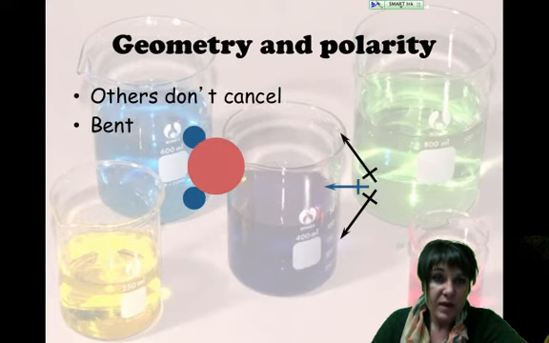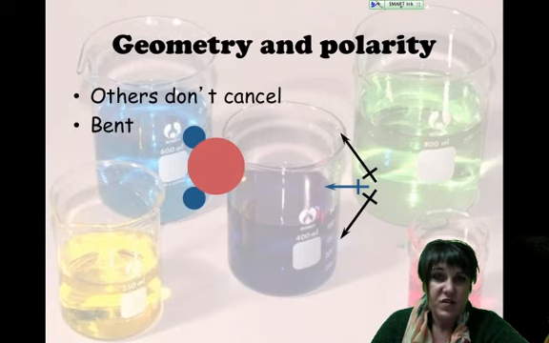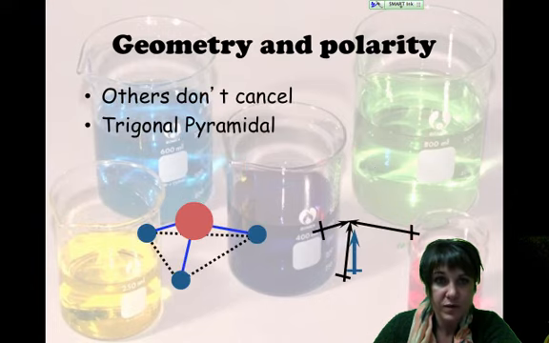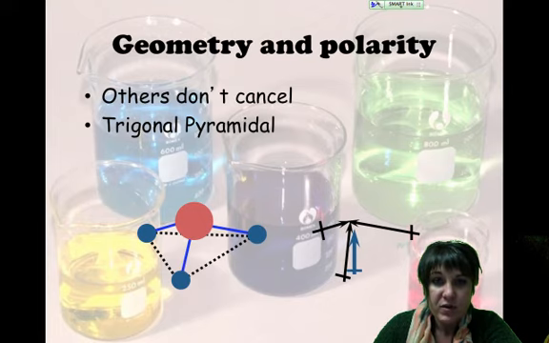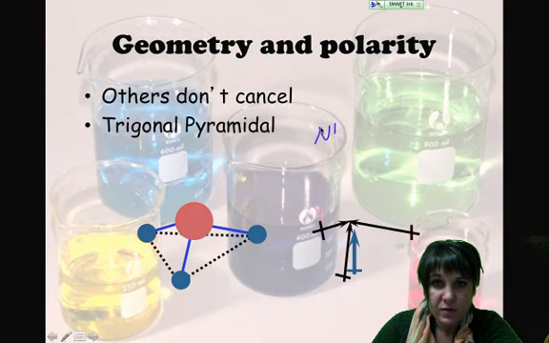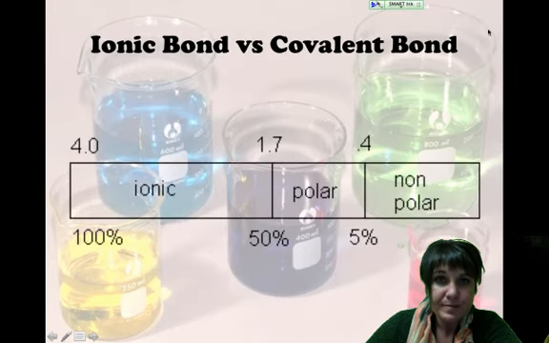Here are some that will not cancel. This bent geometry does not allow for the dipole moments to cancel out. So bent molecules tend to be polar molecules. Trigonal pyramidal geometries do not cancel. Like ammonia is our most famous example of a trigonal pyramidal molecule that is also a polar molecule.